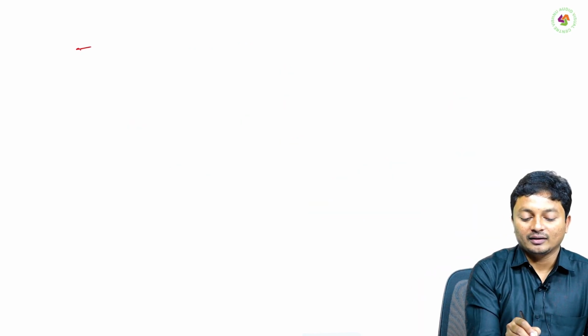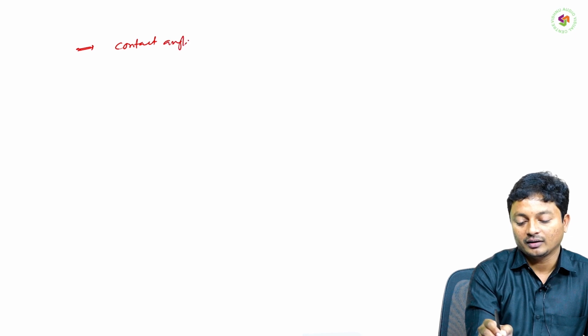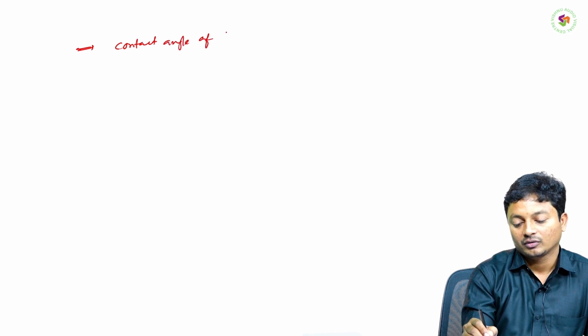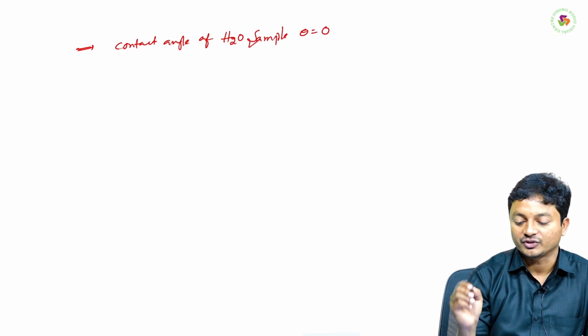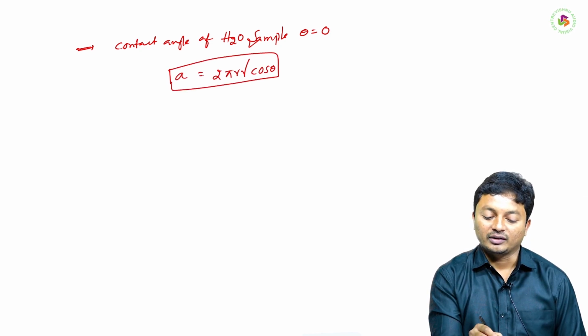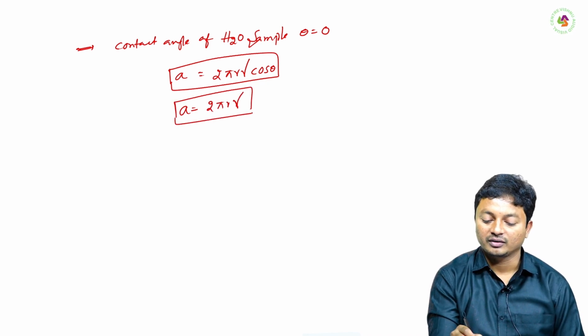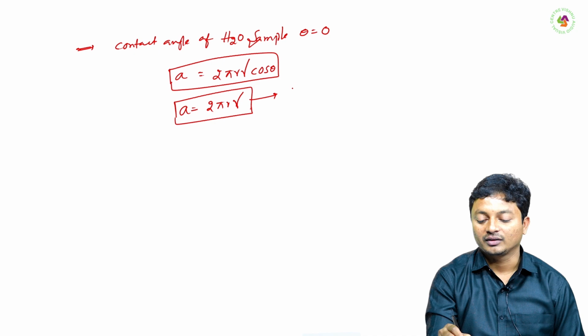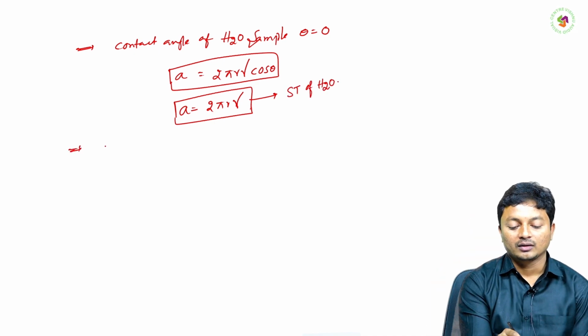The contact angle of a water sample, theta, will be 0. So if you substitute the theta value in this equation, in the case of a water sample, by using this equation we can calculate the surface tension of the water sample.